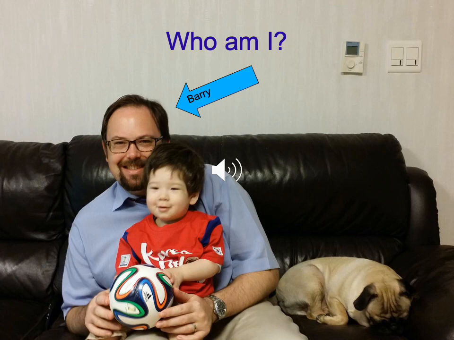And this here is a picture of me with my son Noah and our dog Puka. This picture was taken about 6 years ago or so. So I look a little bit different now, a little bit bigger, unfortunately. Noah has grown a lot, and Puka still looks the same.